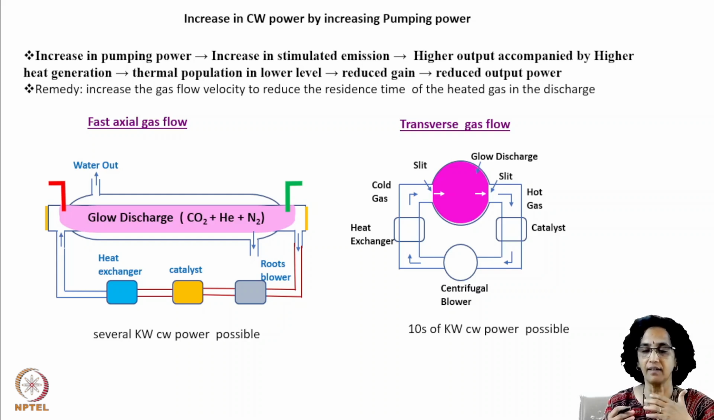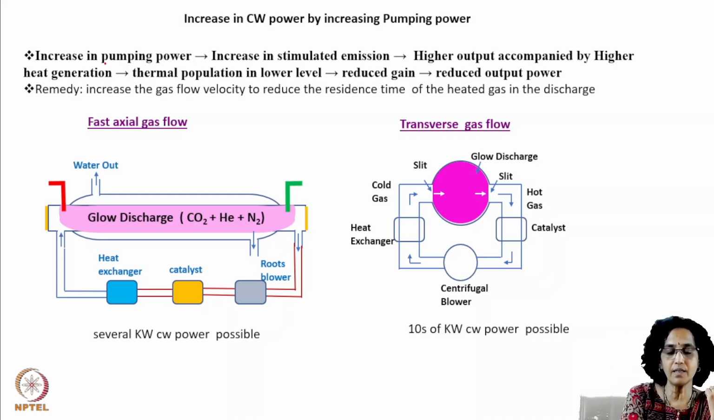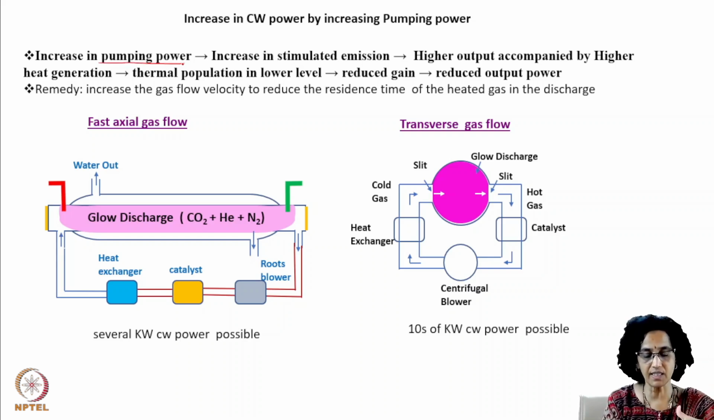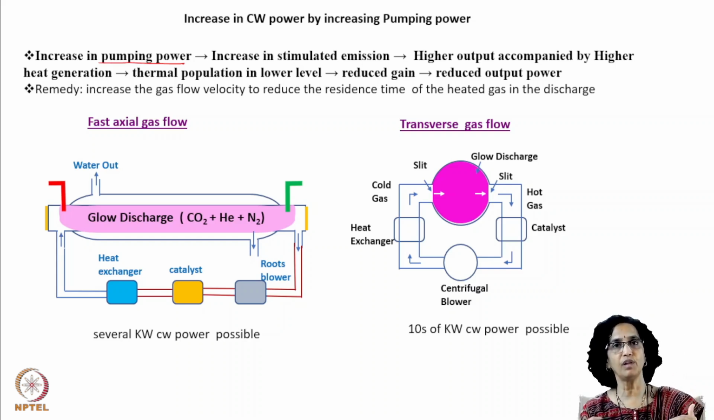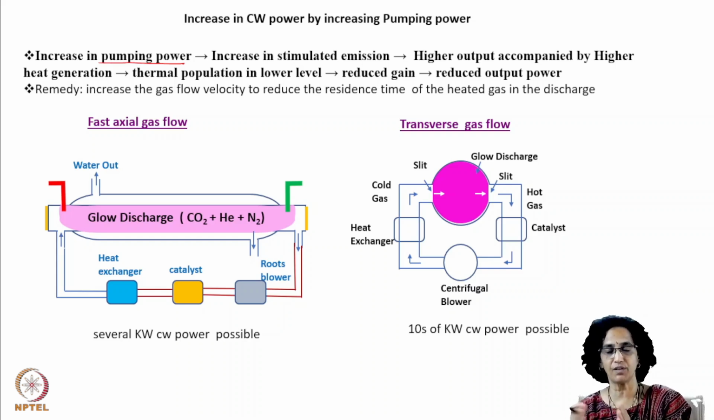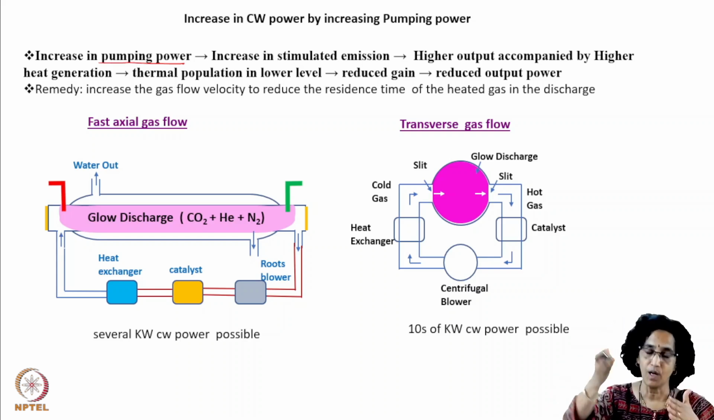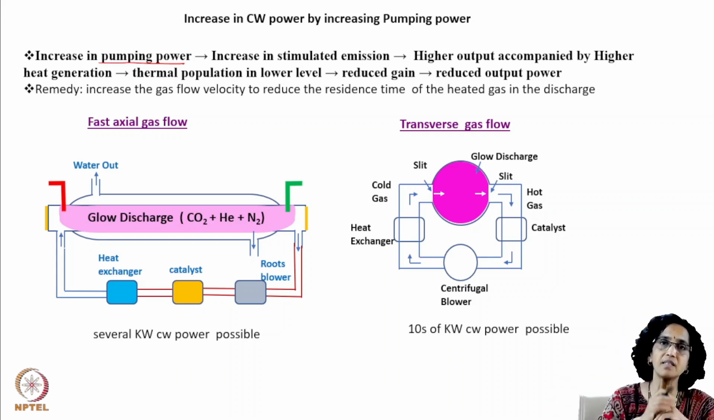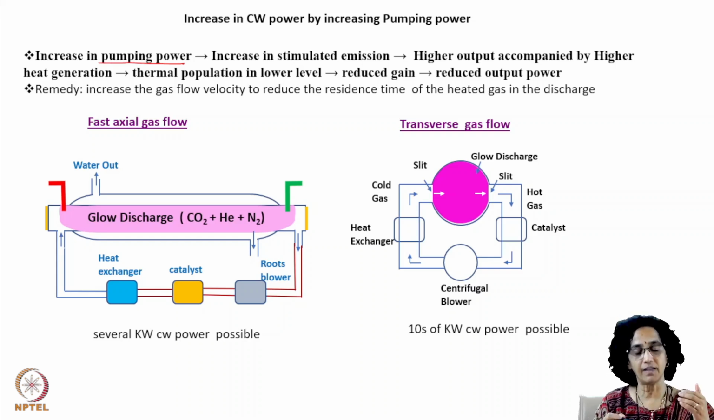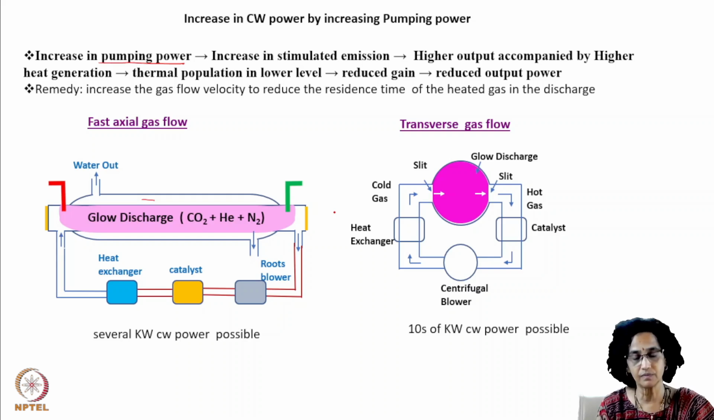The first and easiest thing that comes to our mind is to increase the pumping power. You increase the discharge current. If you increase the discharge current, you create more electrons. You create more population inversion, because you are exciting both nitrogen and CO2. If you create more population inversion, you have more stimulated emission rate. So the higher the stimulated emission rate, the more will be the intracavity flux, and the more the intracavity flux, the more will be your output power, isn't it? So that is the easiest way.